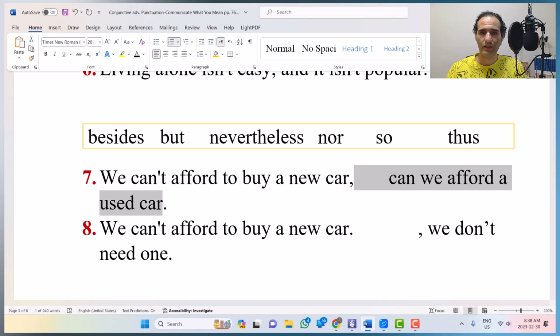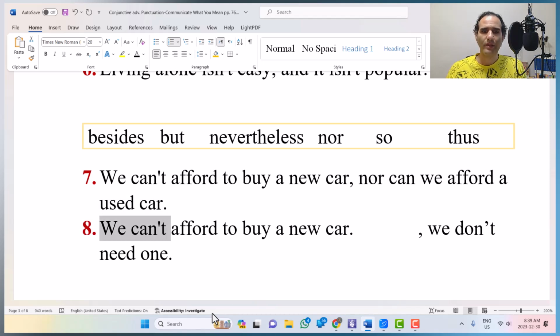Can we afford a used one? So it is telling you it needs to be "nor can we." So it means we cannot afford to buy a new car and we cannot afford a used car. That is the answer.